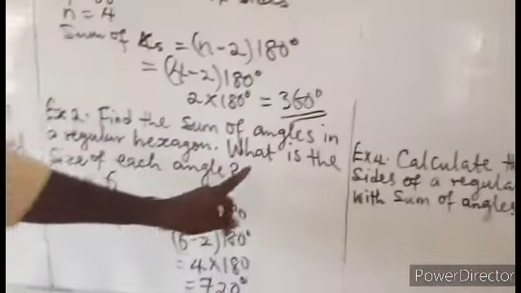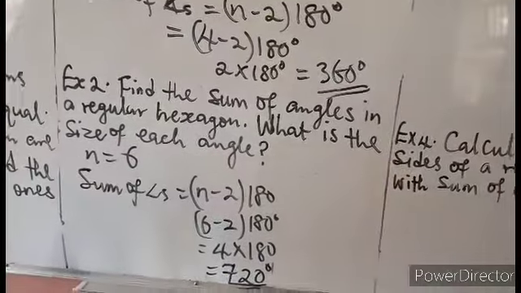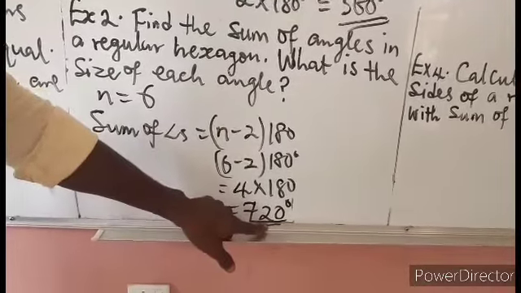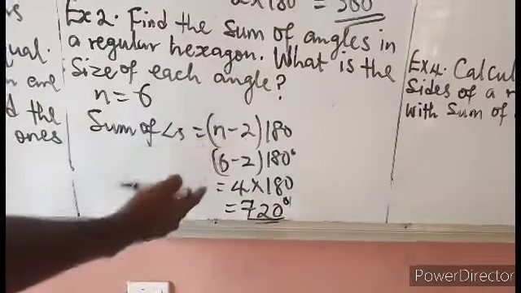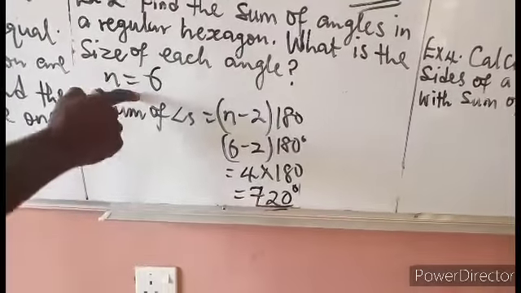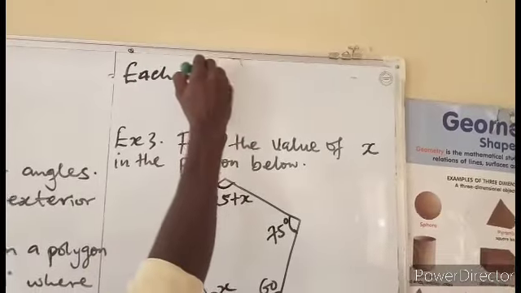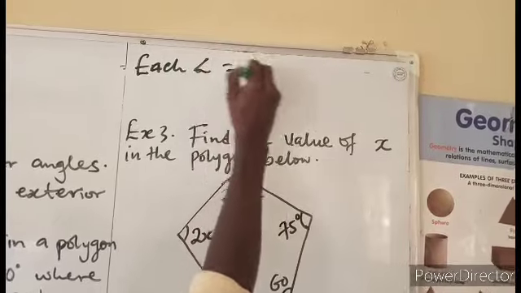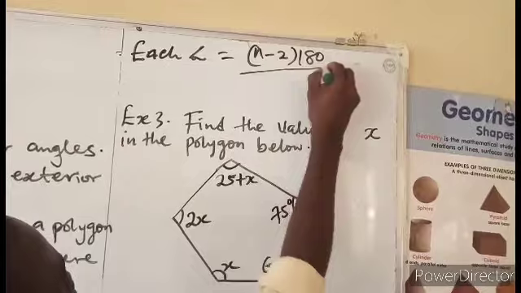Alright, now look at the second question. You say, what is the size of each angle? Since you know that the sum of the angles is this, then if you want to find the size of each angle, just divide the sum by the number of sides. Or you can use this formula. Each angle is equal to (n minus 2) times 180 all over n.